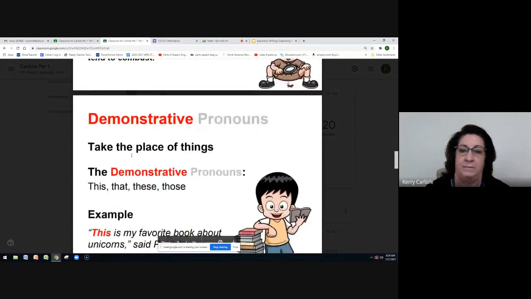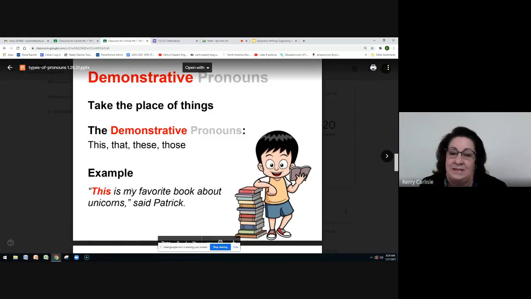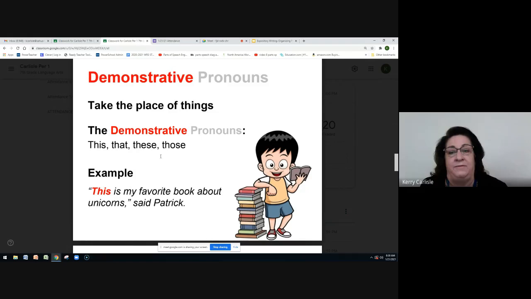I'm going to move on to demonstrative. This is when I used one just now. This is when, right? So this is my favorite book. It's demonstrative in that it's going to demonstrate to you what you just said something about, and this is an example of that, right? This is my favorite book, or that is my favorite book. If there's more than one, it's these and those.